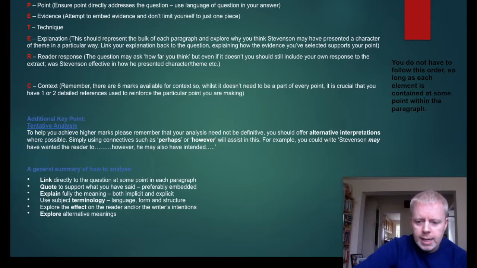To get the top band grades, you need to employ what's known as tentative analysis. We don't know definitively what Stevenson's intentions were. We can infer, we can have a guess. So we can offer alternative interpretations as well as one possible interpretation. Just simply using connectives such as perhaps or however or could. These will help elevate your analysis and your grade into the top band. That's 7, 8, 9, and then finally on the screen, a quick summary of how to analyze: link, quote, explain, subject terminology, effect, and then explore alternative meanings.